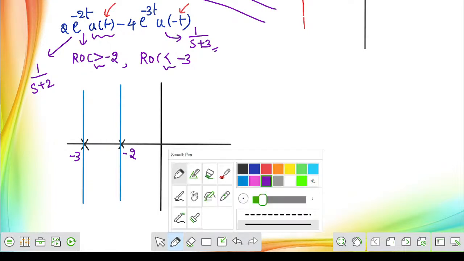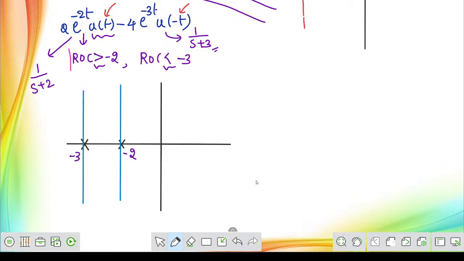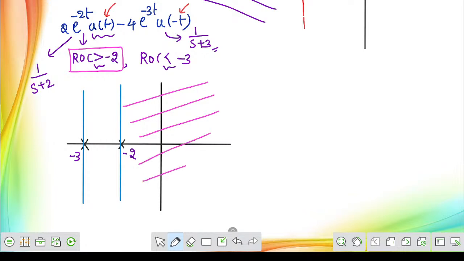After that, cross-check whether it is a right-sided sequence or a left-sided sequence. For the first one, what we found is that ROC must be greater than -2. Greater than -2 means this is a right-sided sequence. It will be running like this. And for the second one, the region of convergence will be less than -3. It means it should be like this. You will have to draw it.